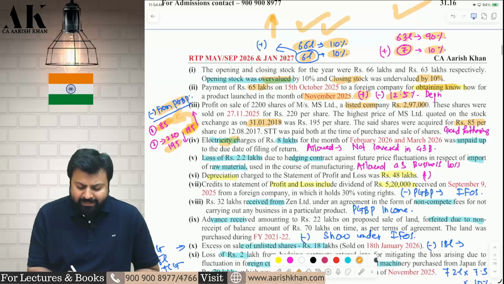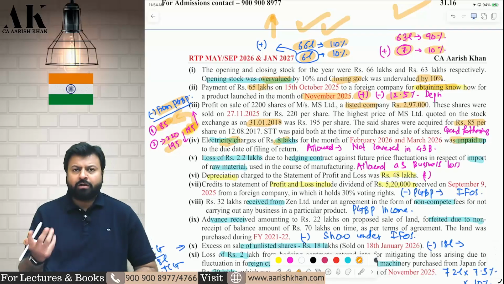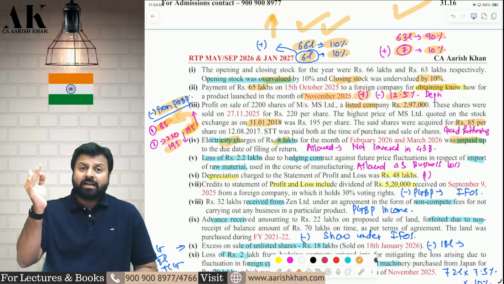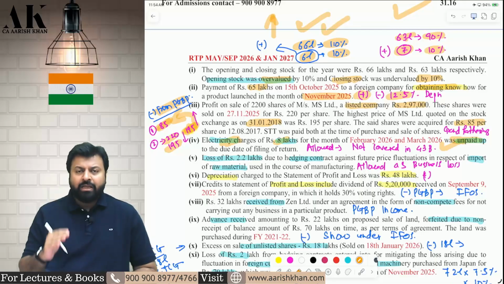Okay. Electricity charges of 8 lakh is unpaid. So what? Are electricity charges allowed on payment basis? No. Electricity charges are not covered in 43B. Electricity charges are on accrual basis. Therefore, this will be allowed. Even if it is unpaid, it will be allowed as a deduction. Don't worry about it. Okay.